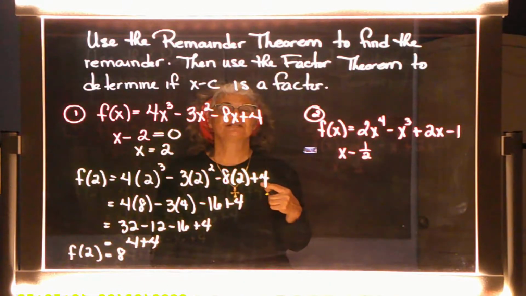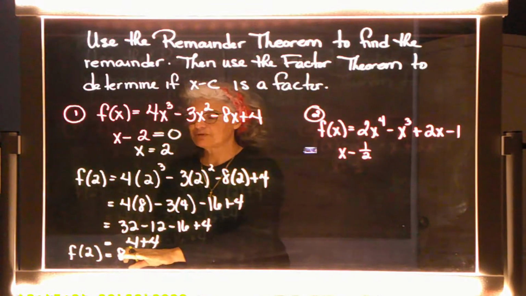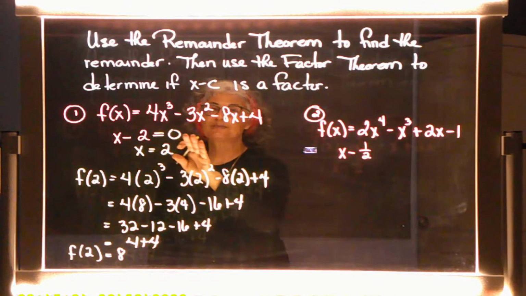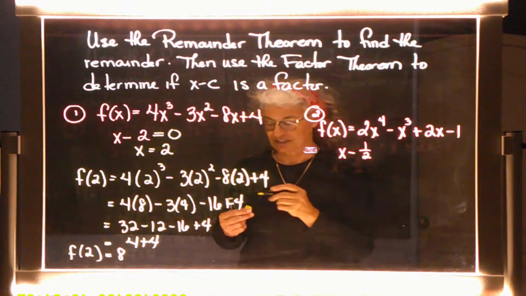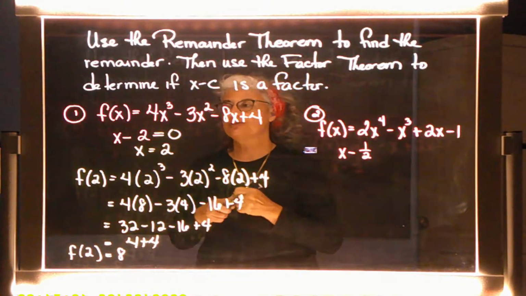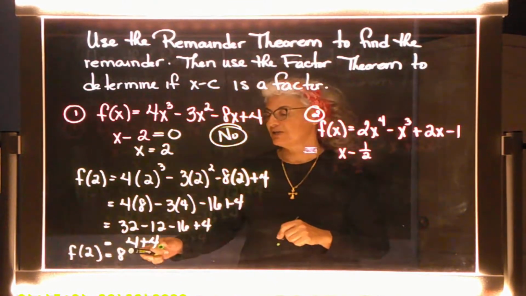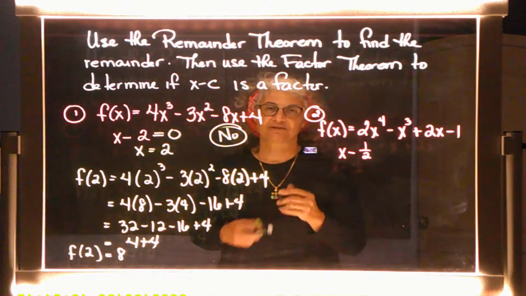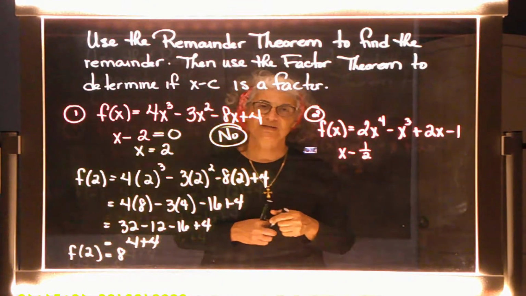Good. So now, the factor theorem. Based on my remainder, is x minus 2 a factor of this third degree polynomial? Correct. The answer in this case is no, because you got a remainder of 8, not 0. Cool?